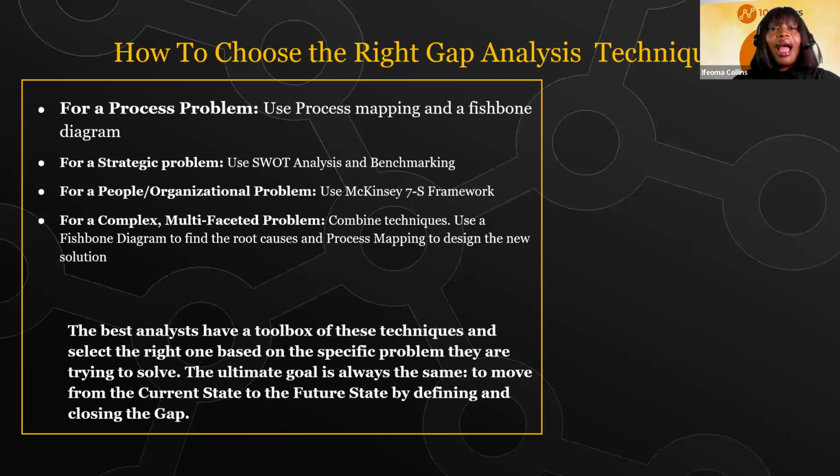So how do you choose the right gap analysis technique to use? For a process problem, you use process mapping and a fishbone diagram, okay? So for process mapping, you understand they have silo processes, inconsistent data, and a lot of long wait times and challenges, right? You can use process mapping and the fishbone diagram. For a strategic problem, you can use a SWOT analysis and benchmarking. And for people and organization problems, you can use the McKinsey 7S framework.